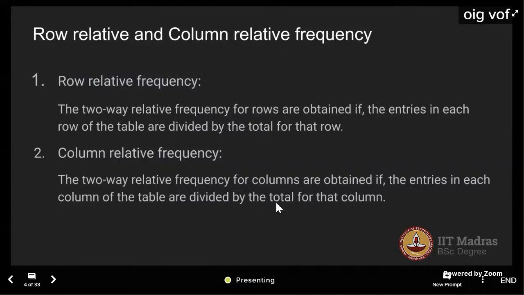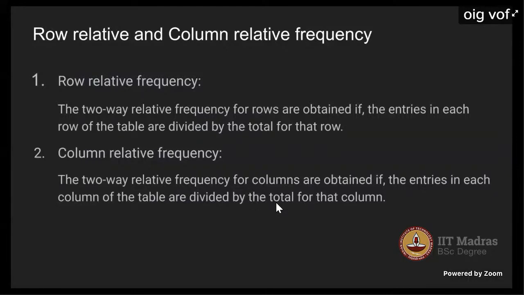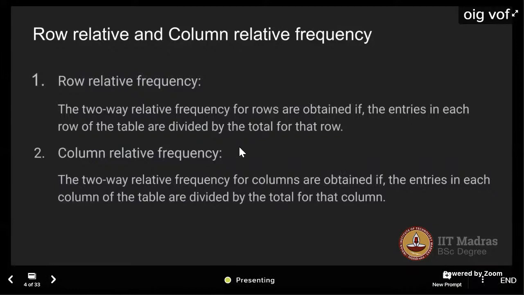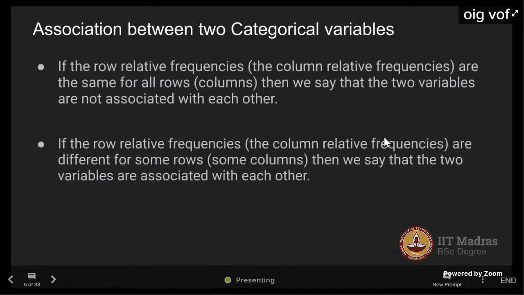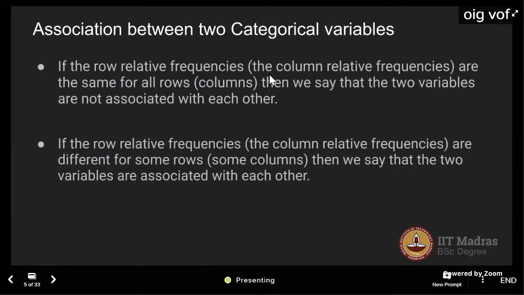If row relative frequencies are similar for each row, then we say that the variables are not associated. And also remember, if row relative frequencies are similar, then column relative frequencies will also be similar. We don't have to check both of them. So if row relative frequencies are the same for all rows, then the two variables are not associated. And if they are different, then they are associated, because for different rows, different things are happening.